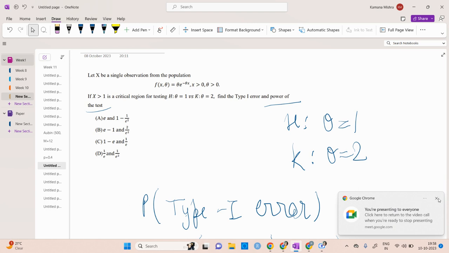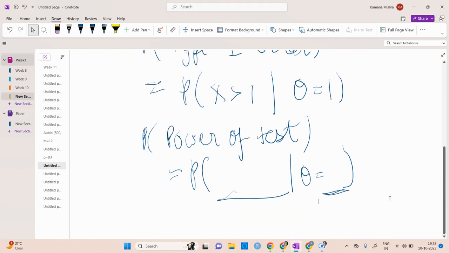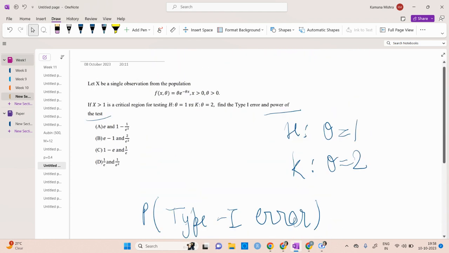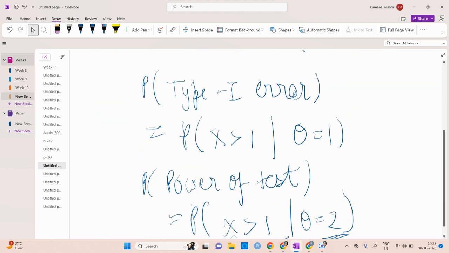Okay, so I'm going to tell you the answer. You can check whether your answer was correct or not. So power of the test is what? Reject H naught when H1 is true. So H1 is true means theta is equal to 2. Now we can solve the first one, where theta is equal to 1, and then we can put theta is equal to 2.